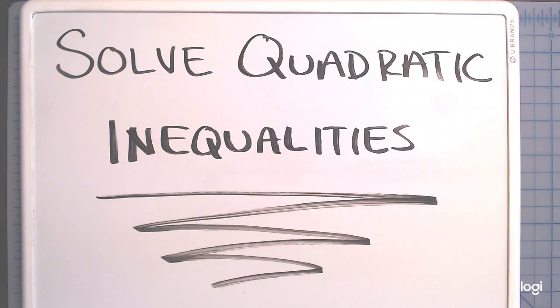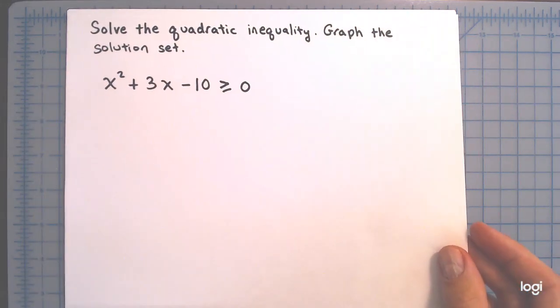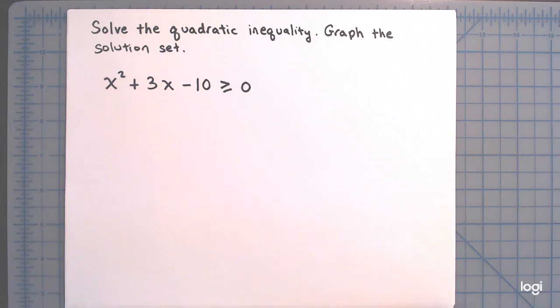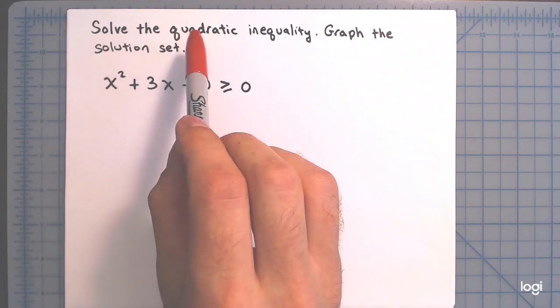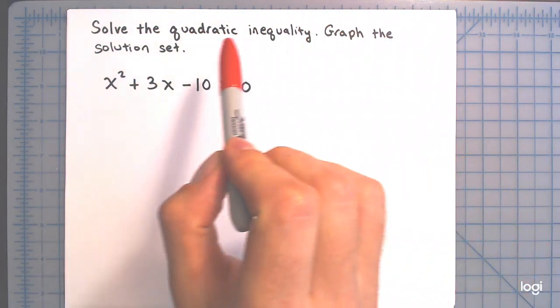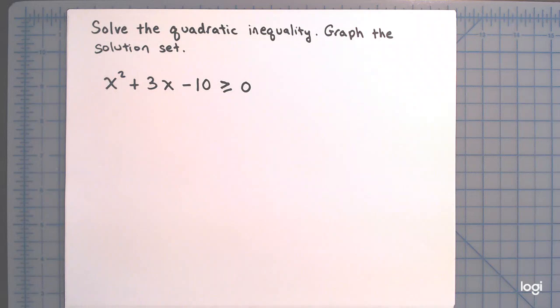I'm just going to run through a few examples and show you different methods, different steps I would follow to find the solutions of such inequalities. In all the examples in this video, I have the following instruction: solve the quadratic inequality, graph the solution set.